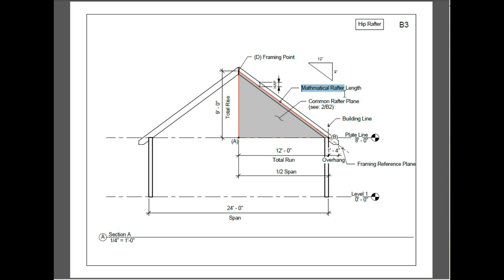The hypotenuse of the triangle is indicated by the mathematical rafter length, goes from point D to point B, and this sits on the framing reference plane. Height of upper plate line, this will be the same as the previous tutorial, as is the overhang at 1 foot 4 inches.